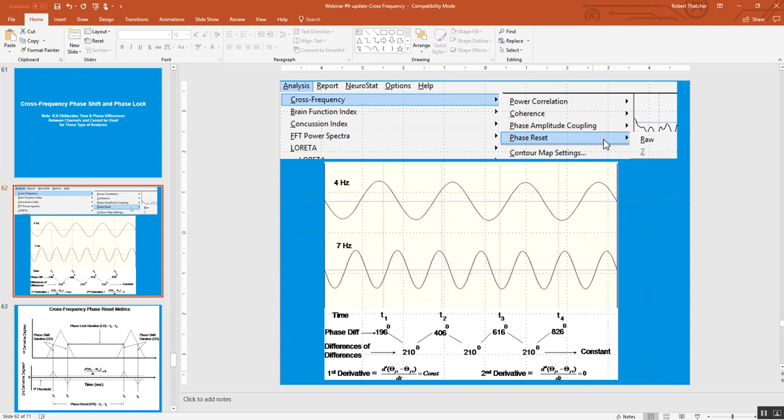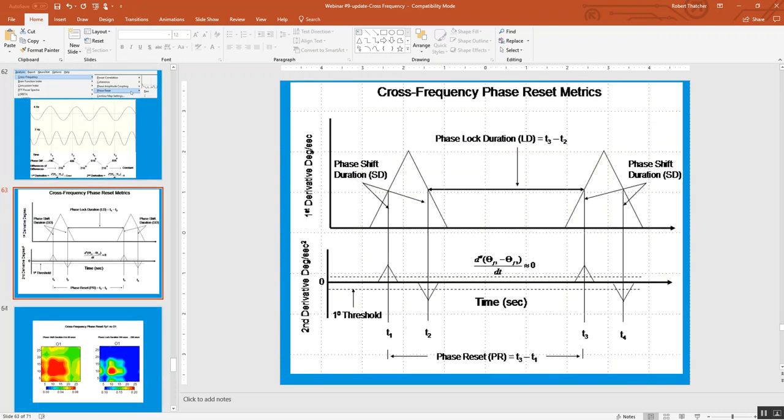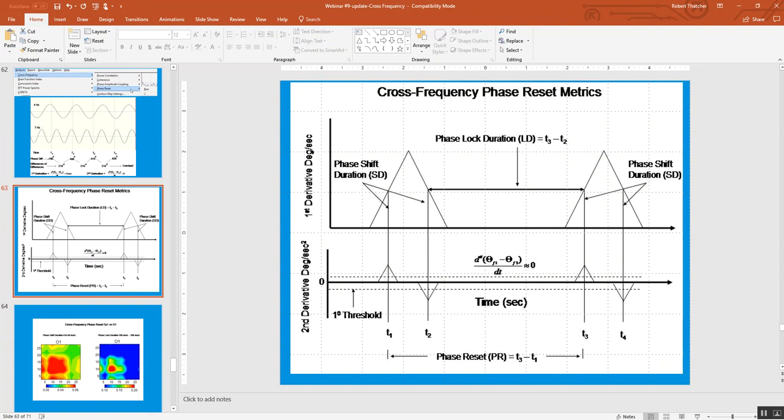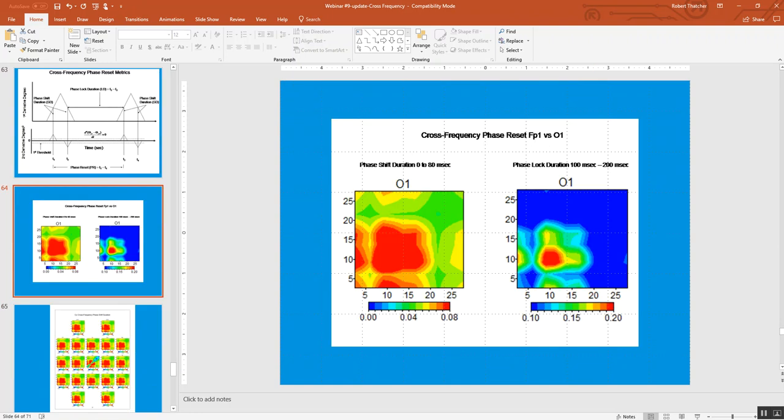When the first derivative is 0, that means there's no change in the derivative relationship of these two frequencies, 4 and 7. And so that's the duration of phase locking. Actually, the duration of phase locking is the period of time where the second derivative equals 0. And we measure this just like we do the other measures for phase shift and phase lock within a frequency band, but now we do it across frequency bands, and we can look at cross-frequency phase reset just like we would the other measures.